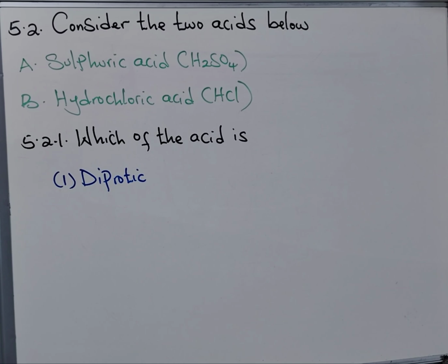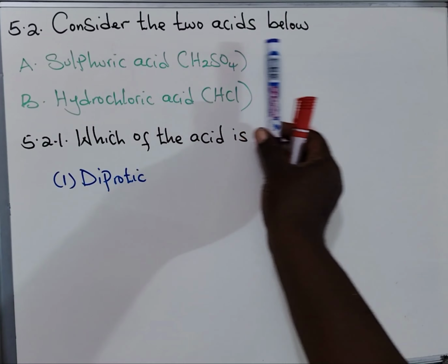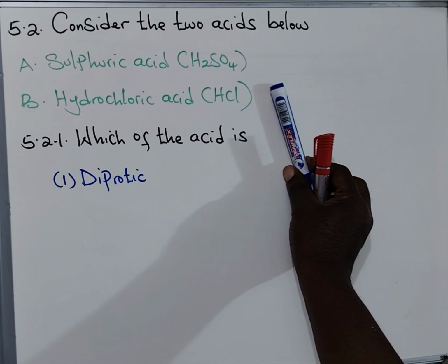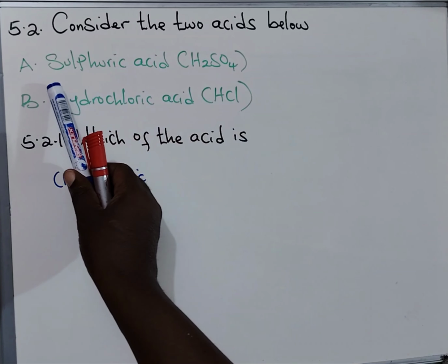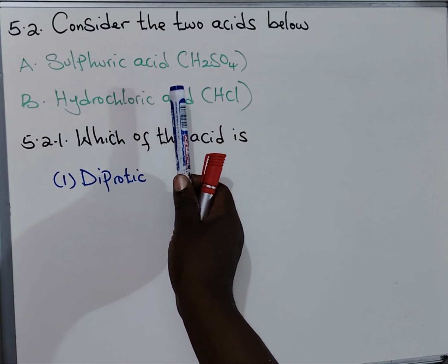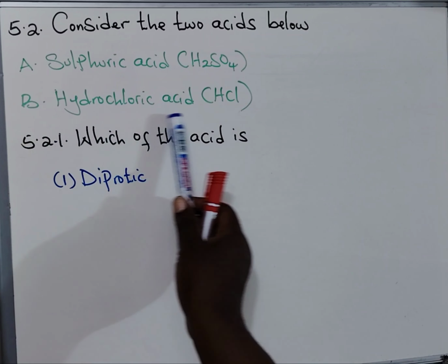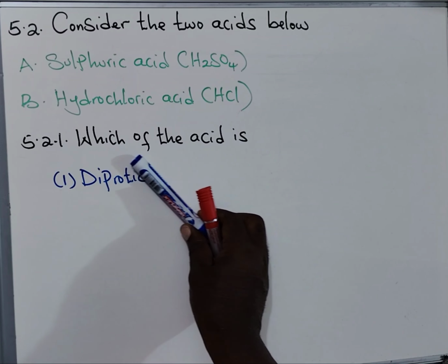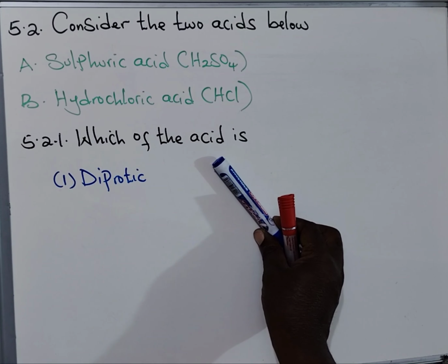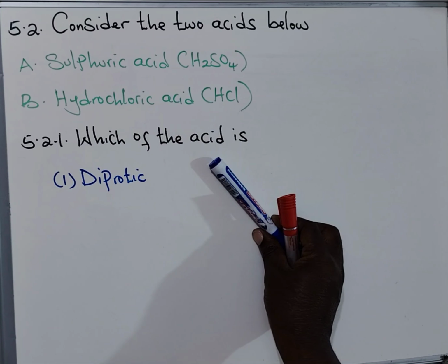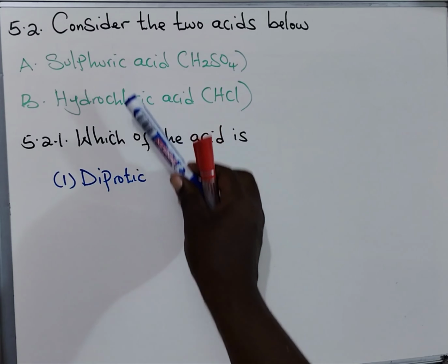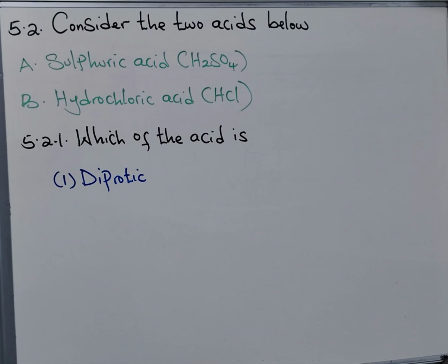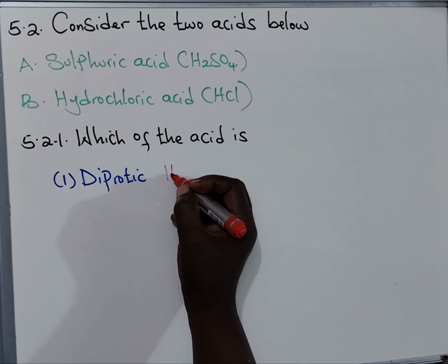Then comes this question. It says, consider the two acids below. One is sulfuric acid and two is hydrochloric acid. Then the question says, which of the acids is diprotic? Which of the two is diprotic? The answer is sulfuric acid.